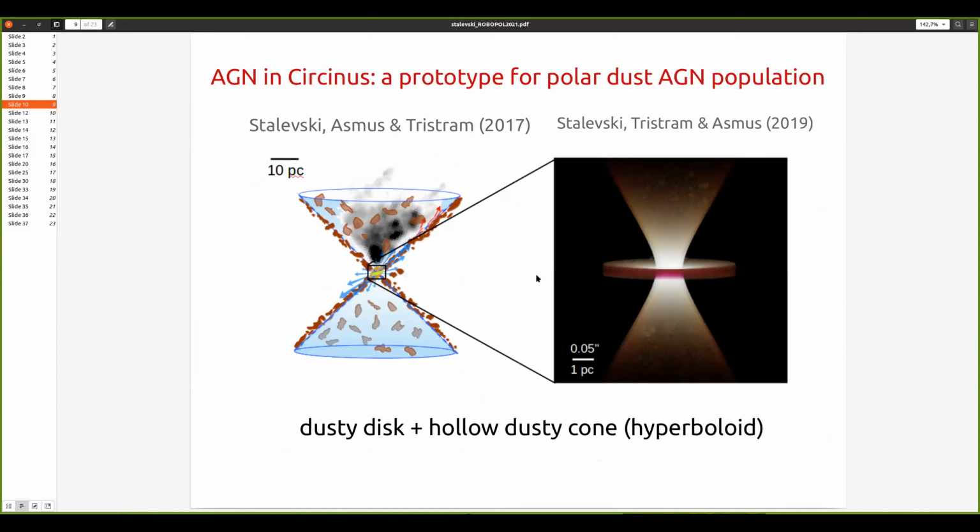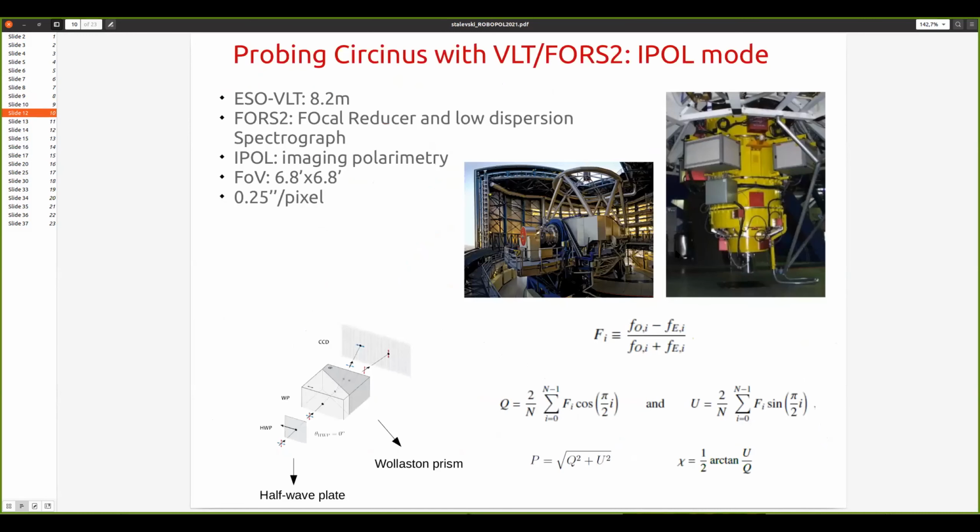So this is how we propose this as a prototype for this population of AGN with polar dust. On the left is the sketch, on the right is actually the radiative transfer image of our model. So you see a thin disk slightly inclined and the hollow cone following the shape of a hyperboloid. And then we launched a campaign to observe this with a number of other instruments on the VLT, including NACO, SINFONI, MUSE, and of course FORS2, which I will talk about now.